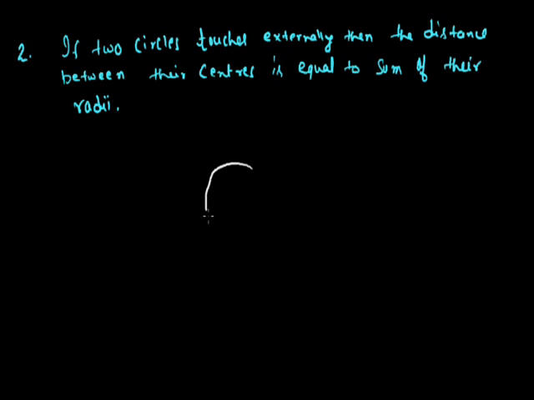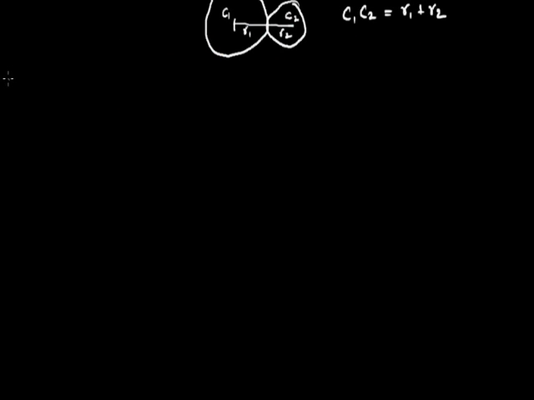Like this, suppose this is the first circle and the second circle touches externally. So this is C1, the center of the first circle, and this is C2. Now this is R1 and this is R2. So C1 C2 is equal to R1 plus R2. We will take some problems on these two results.